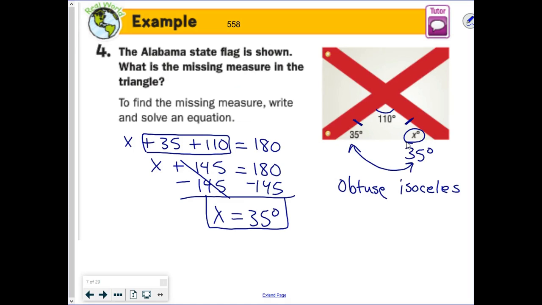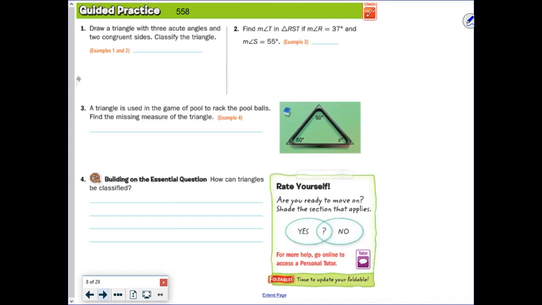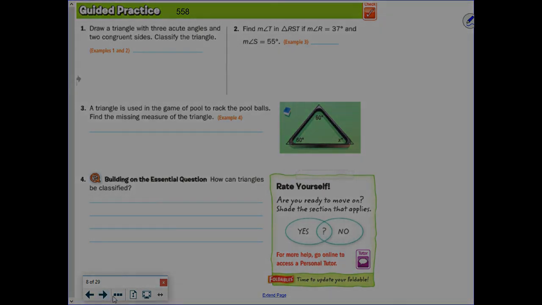So that takes us up to the guided and independent practices on page 558. We will get together and go over those letter problems here in a little bit.